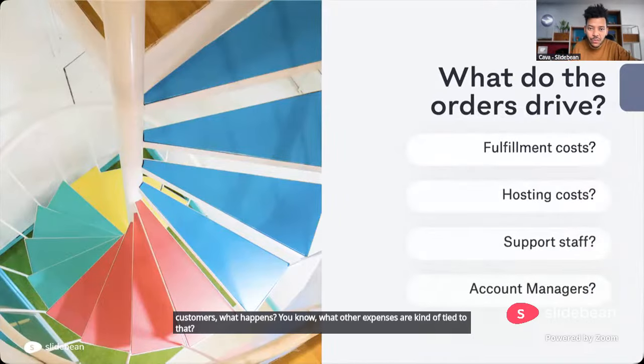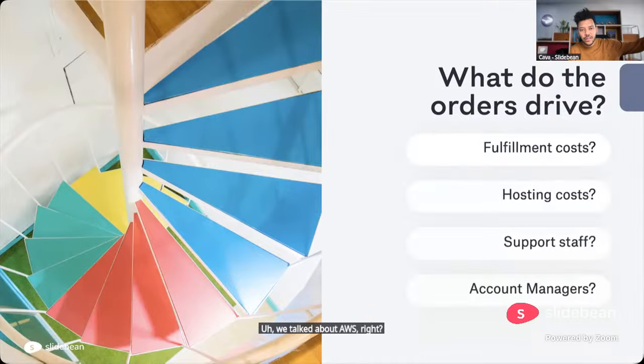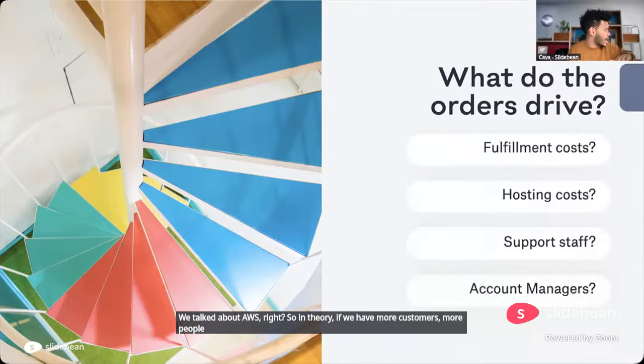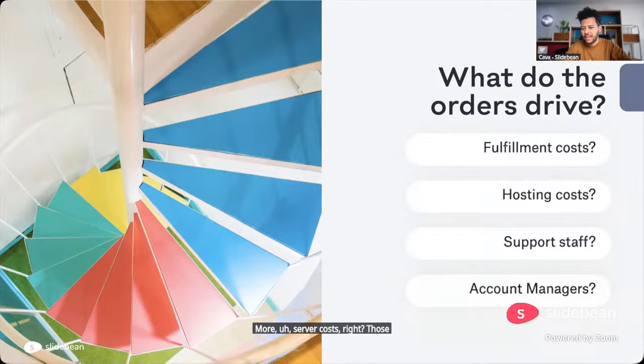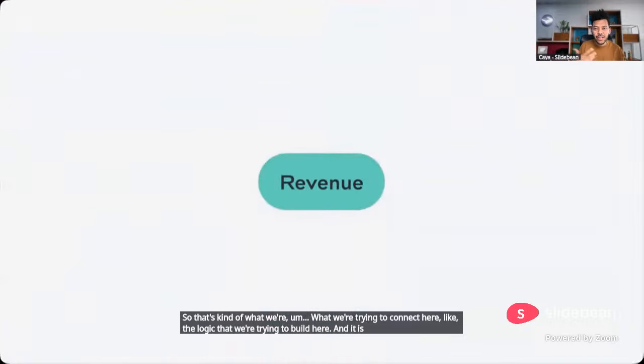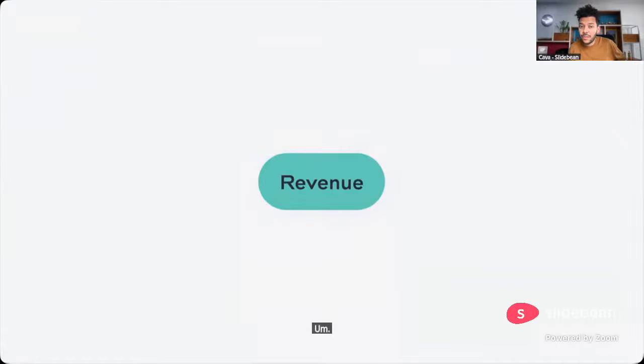We talked about AWS, right? So in theory, if we have more customers, more people on our platform, we're going to have more server costs, right? Those are kind of pegged and connected together. So that's kind of what we're trying to connect here, like the logic that we're trying to build here. And it is a bit of a logic, a bit of a causality, that we could maybe express with a bit of a flow chart, right?